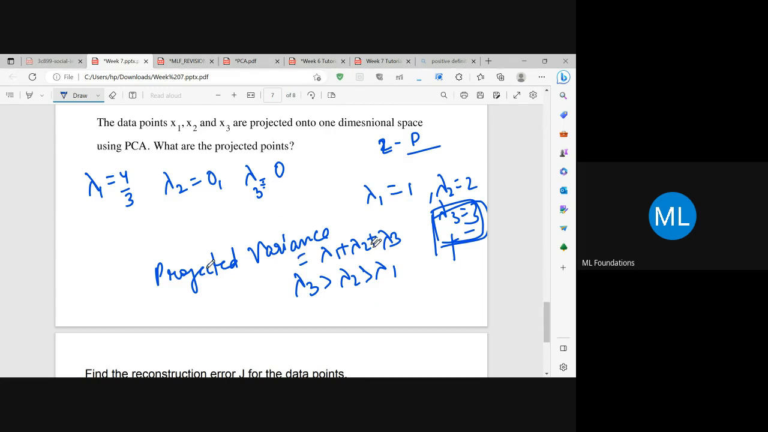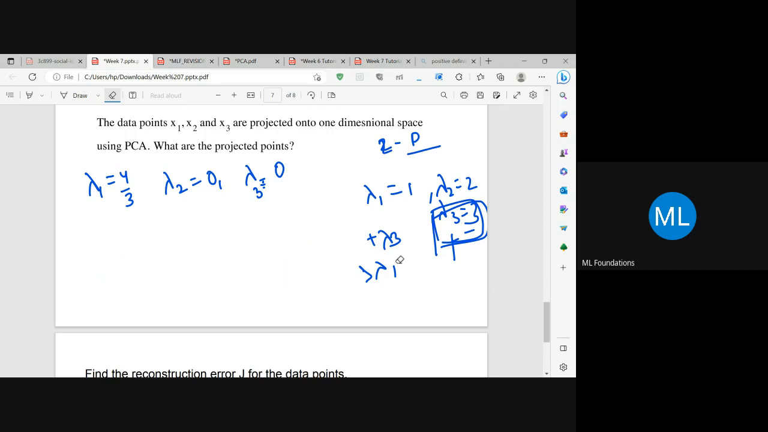Or if you have been asked to calculate for the two principal projection components, the projected variance would be 1 plus 2 plus 3. But if you have been asked to calculate for the two principal components, what will you be doing? Now, what is the projected variance if you are just taking into consideration two principal components? What should be the value now? 3 plus 2. Okay, that is fine. So, you can do this.